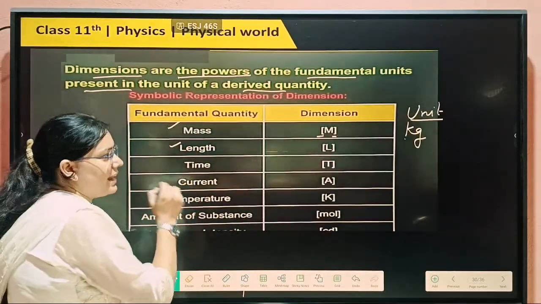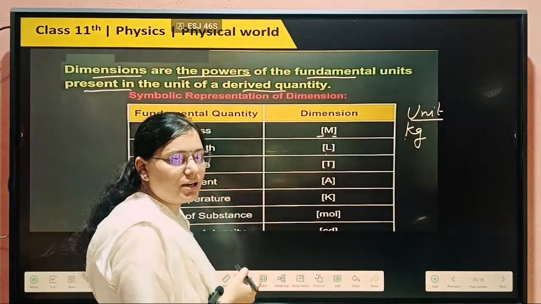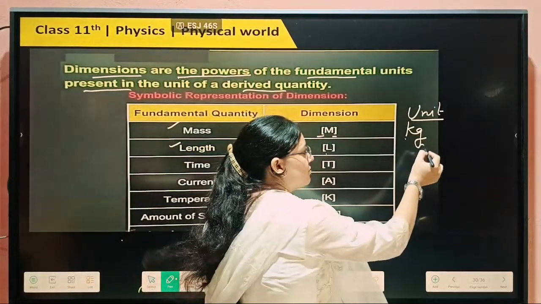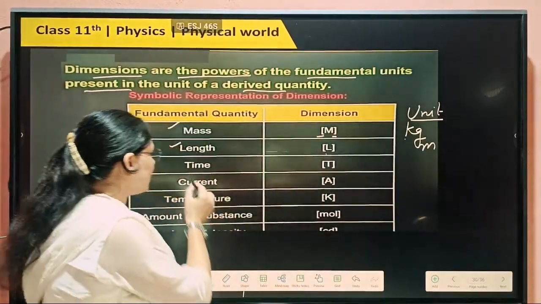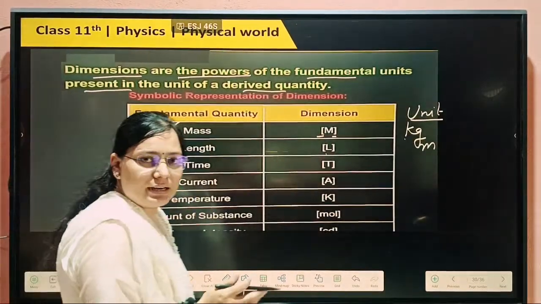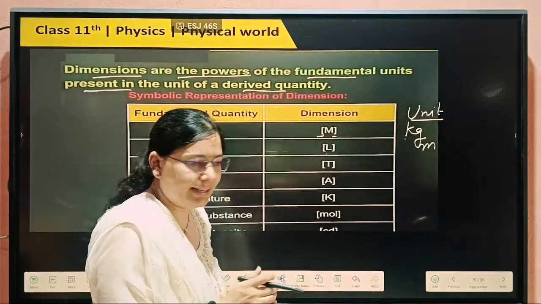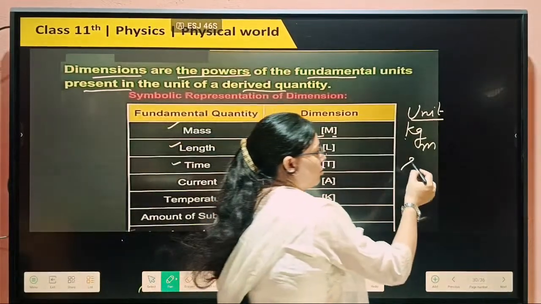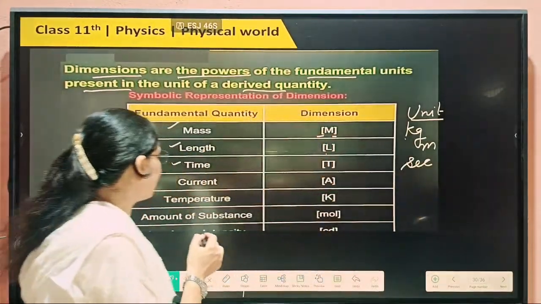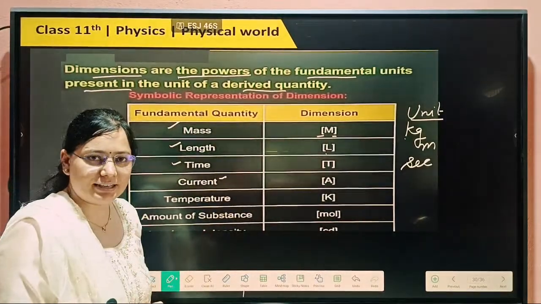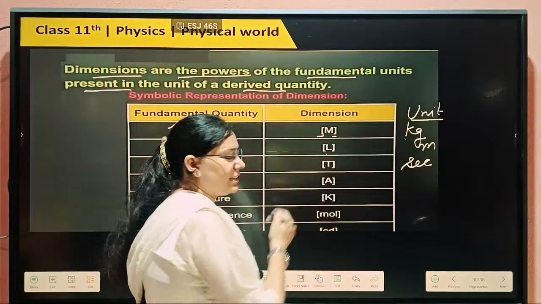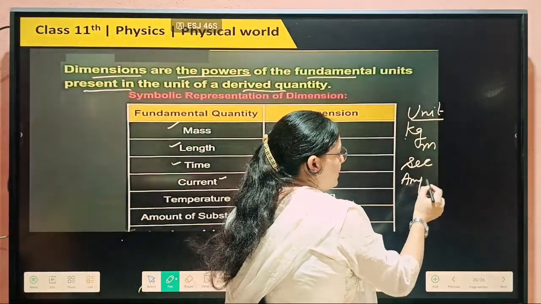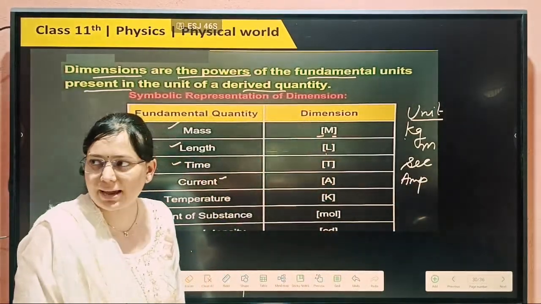Next, for length, in the square bracket we use capital L, which denotes the dimension of length. The unit of length is meter. Next, time. For the dimension of time we use capital T inside the square bracket. The unit of time is always second only. Next, current. How can we represent it dimensionally? Capital A within a square bracket represents current. Its SI unit is ampere, which we write as AMP.